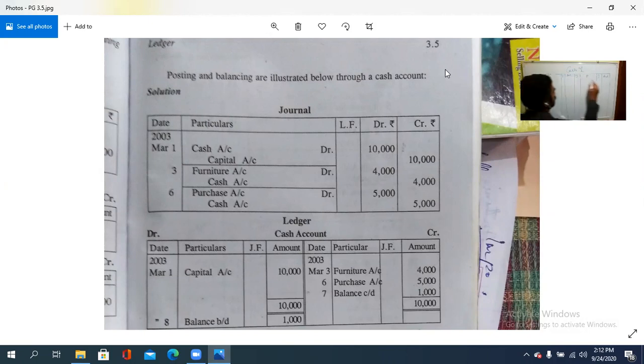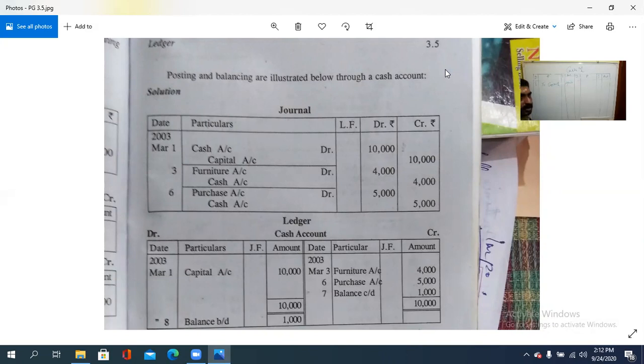Here, what is the first case? Cash account debtor to capital. We are preparing the cash account on 1st March. March 1st, cash account debtor to capital. So, to capital account. How much is the amount? 10,000. Next transaction, which day?